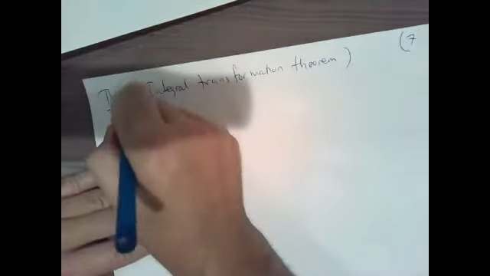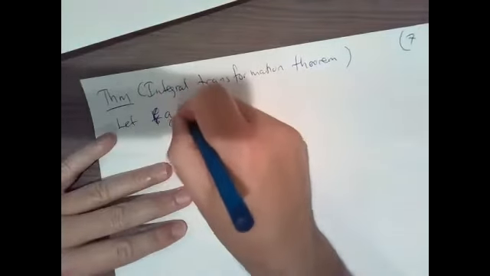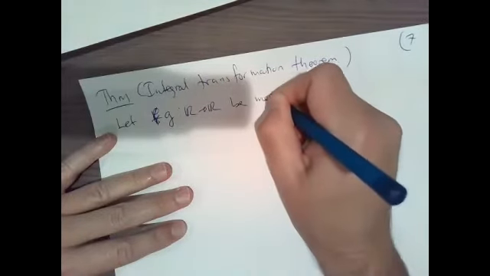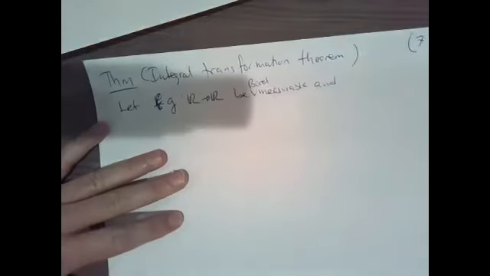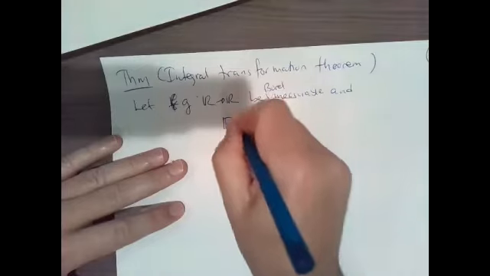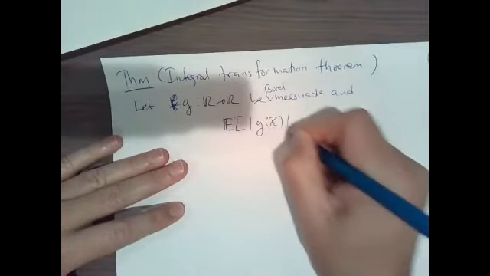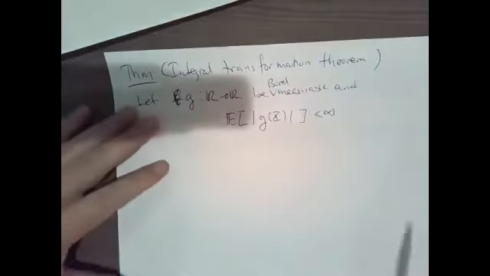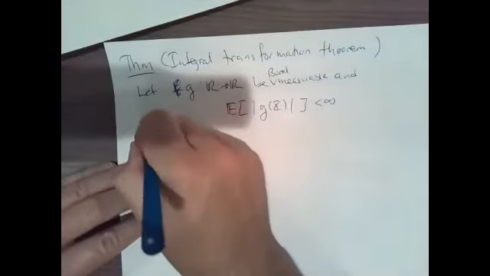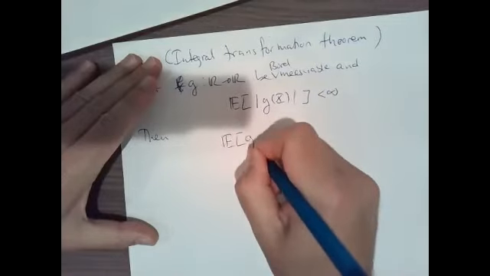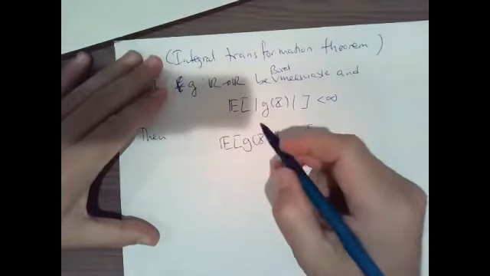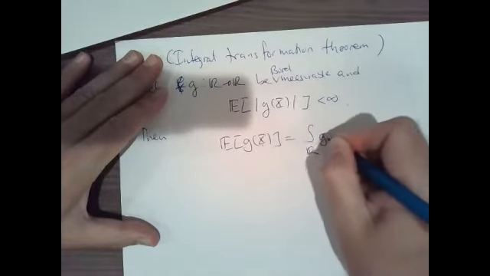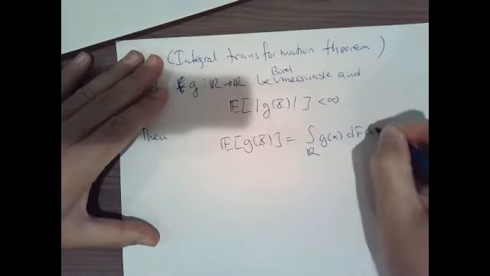So it says: let g go from R to R and be Borel measurable. And we always need to have integrability, otherwise I cannot talk about the expectation. So I need to have that the expectation of the absolute value of g of X is finite. You always have to have that, otherwise the expectation of g, without the absolute value, is not going to be well defined. Then the expectation of g of X is going to be an integral. Here we're integrating over omega. We're going to transform the integral to being over the codomain of X. So this is going to be an integral over R of g of x dF(x).